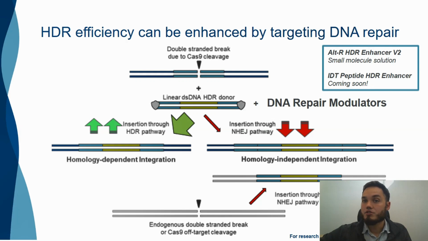An additive approach to promoting HDR is the use of either small molecules or peptides to modulate the transcriptional and functional activity of DNA repair pathways. This can dramatically improve HDR rates and additionally drive down unwanted repair outcomes. Our currently available product is the Alt-R HDR Enhancer V2, but I'll also give a sneak peek of one of our upcoming peptide products for improving HDR in this section.